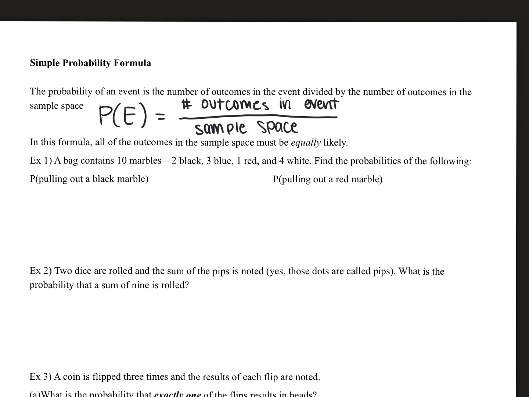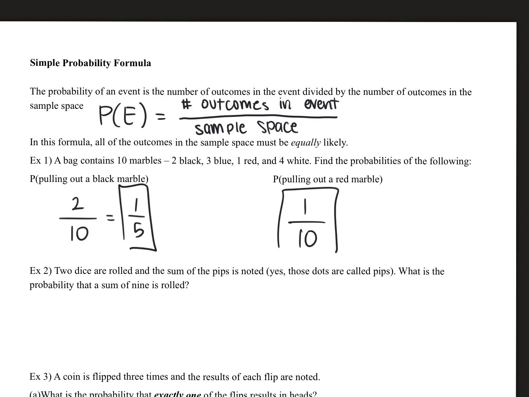So we have a bag that contains 10 marbles, 2 black, 3 blue, 1 red, and 4 white. We want to find the following probabilities. So we want to find the probability of pulling out a black marble. So I know my denominator is going to be a 10 because my sample space is 10 marbles. My numerator is the number of black, which is 2. And if possible, we always want to simplify our fractions. We get 1/5. Now the probability of pulling out a red marble. So again, denominator is 10, and there's only 1 red marble, so 1 out of 10.